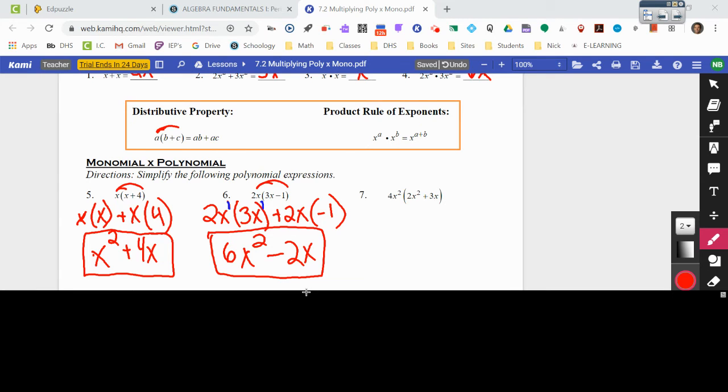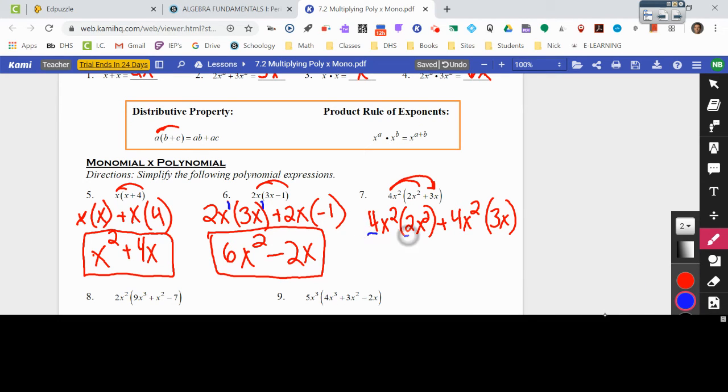All right, in example 7 here, we have 4x squared times 2x squared. Right, and then this 4x squared also has to be multiplied with that 3x, right? Again, this is a positive 4x squared times a positive 3x. All right, so now I'm going to use this product rule of exponents again, right, where I'm going to multiply my big numbers. So I'm going to multiply 4 times 2, that would give me 8, and then x to the second times another x to the second is going to be x to the 2 plus 2, or x to the fourth power.